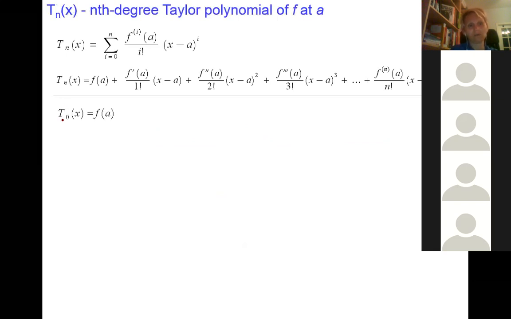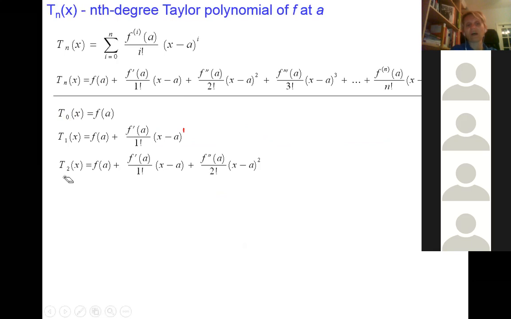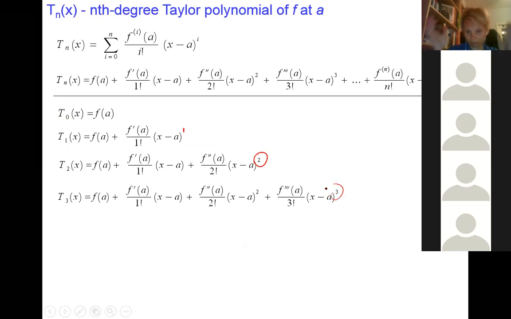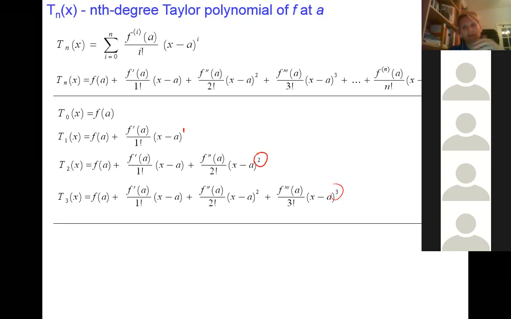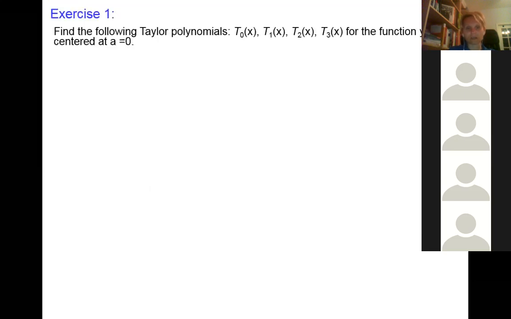We can see, if I want T sub 0, it is just the constant. If I want T sub 1, which will be the first degree polynomial, I have to stop at x to the power of 1. If I want the second degree polynomial, I have to stop at 2. If I want the third one, I have to stop at 3, and so on. That means that's the polynomials. Of course. Simple, even more simple than the entire expansion.